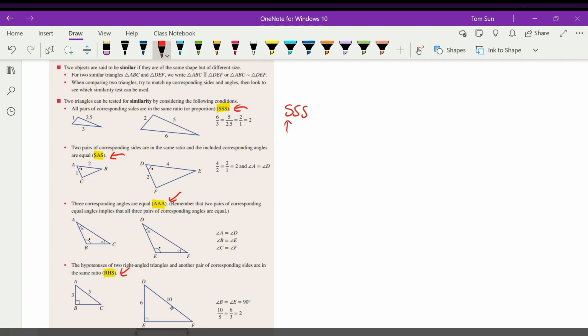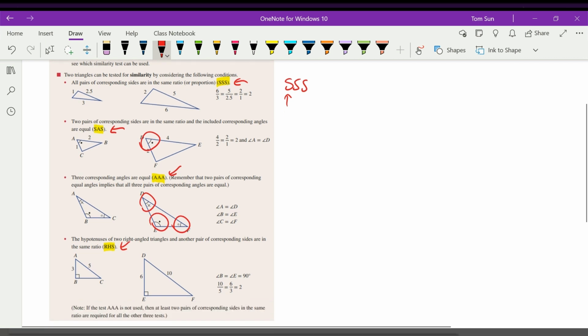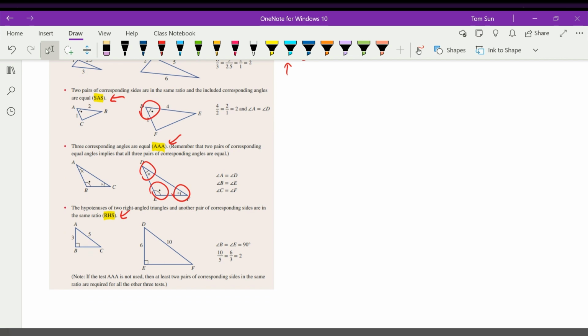Same thing with SAS, but with SAS, there's an angle in between that's equal. AAA means all three angles have to be the same. The good thing about triangles, though, is that if you can prove that two angles are equal to each other, then the third angle has to be too, due to the angle sum of the triangle. The angle sum of the triangle is consistently 180 degrees. If you prove two, then the third one will be consistent and the same as well. And finally, there's the right angle triangle condition, where the hypotenuses have to be proportional, and also a side.